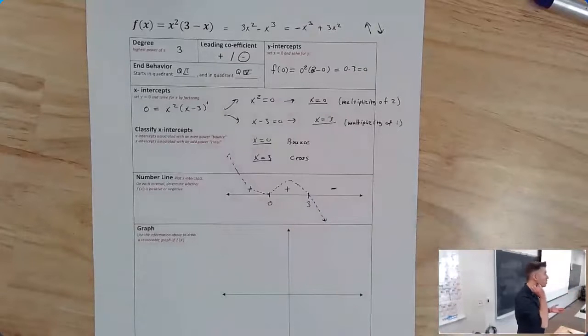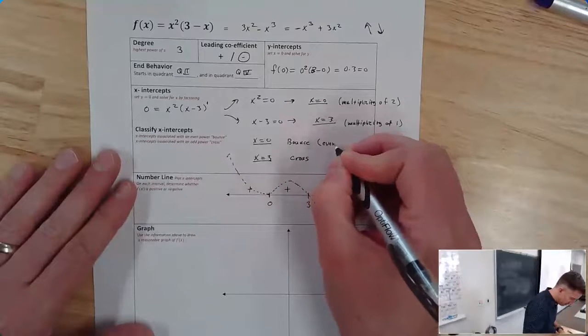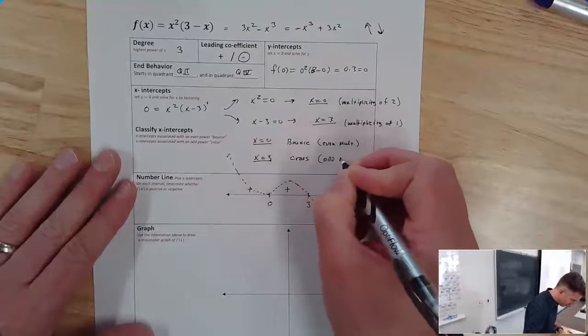And what we're always going to see is that for intercepts with even multiplicities, they always bounce. For intercepts with odd multiplicities, they always cross. So you always get a bounce when you had an even multiplicity. You always get a cross when you had an odd multiplicity.